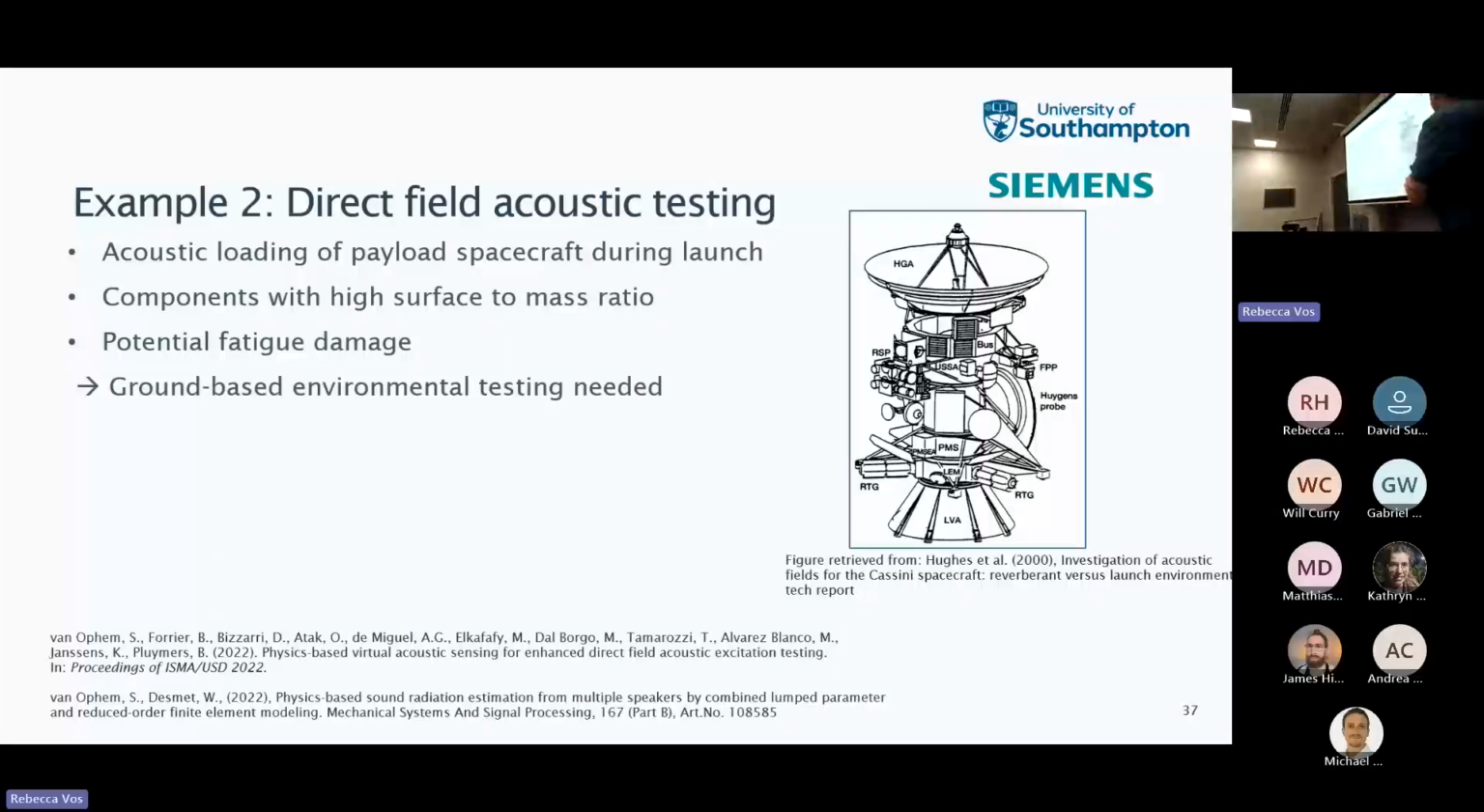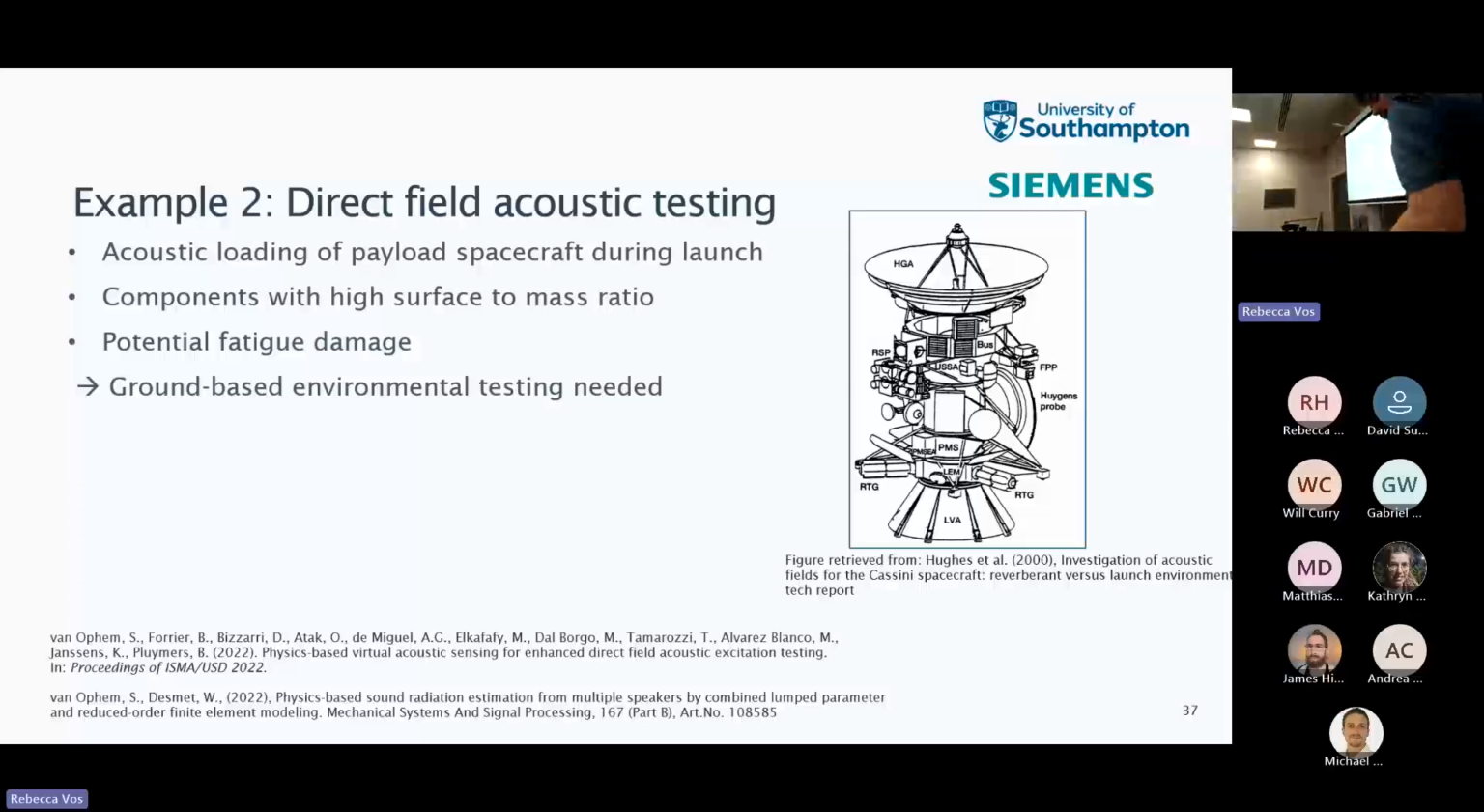This is an example I worked on together with Siemens, and it's about direct field acoustic testing. I know John is very much into this topic. Basically, the idea is that we want to simulate the acoustic loading of a payload or spacecraft during launch using controlled acoustic conditions.